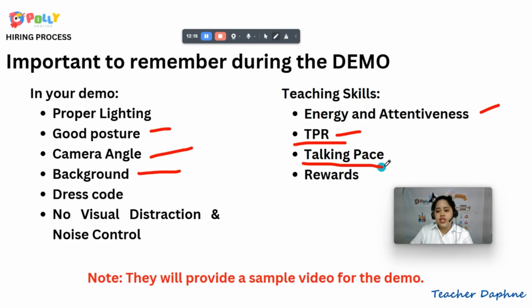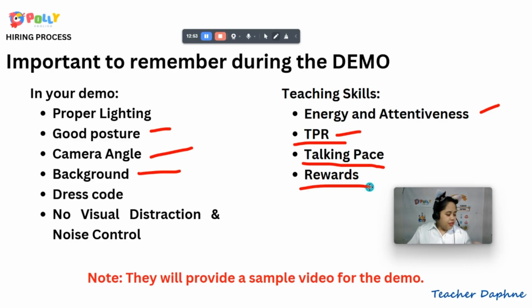So next is you need to have a good talking pace. Wag yung mabilis and wag naman yung napakabagal. You need to have a proper talking pace. So just pretend that you are teaching a zero level, o yung sinasabi nating wala talagang alam sa English na student, or yung level zero. So don't talk too fast and don't talk too slow. So yung regular lang, or yung moderate lang, ganon.